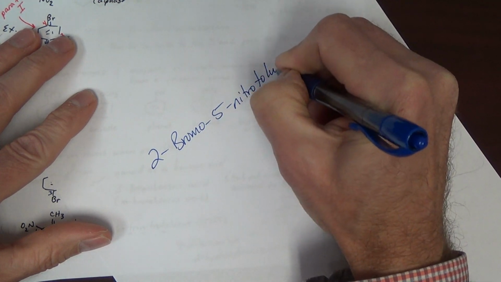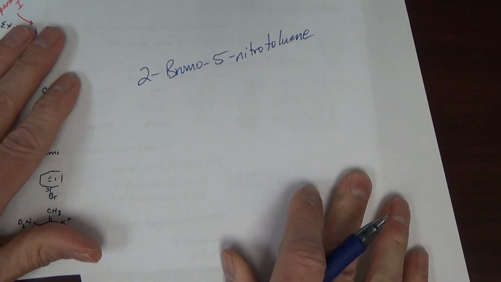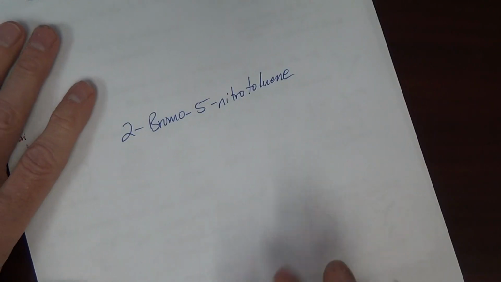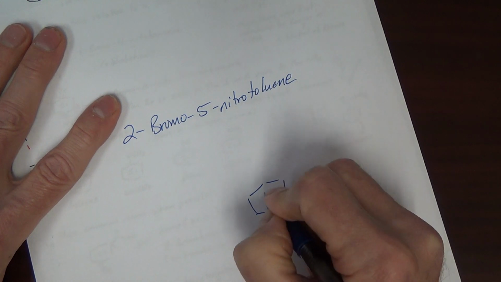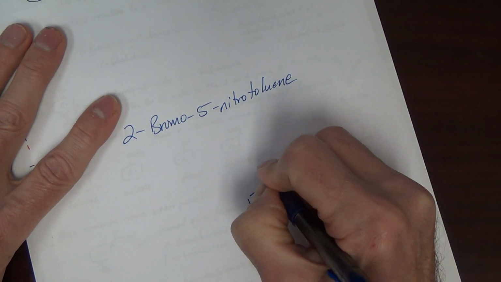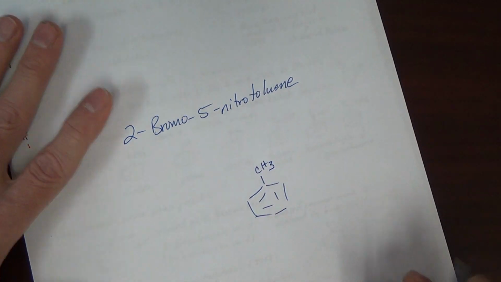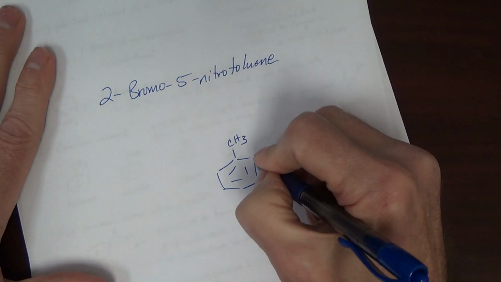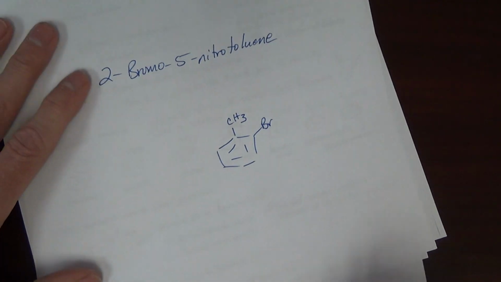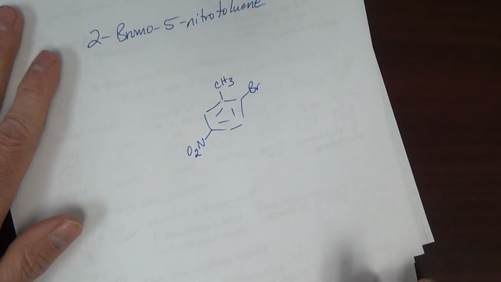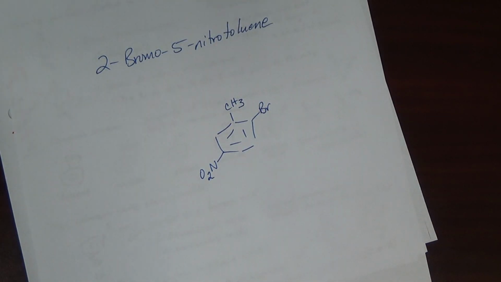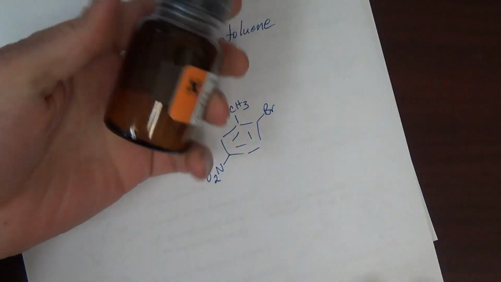2-bromo-5-nitrotoluene. And let's try to go the other way. Let's try to draw this structure. Of course, that's toluene. It's got a 2-bromo, and it's got a 5-nitro. And there you go. That's this compound here.